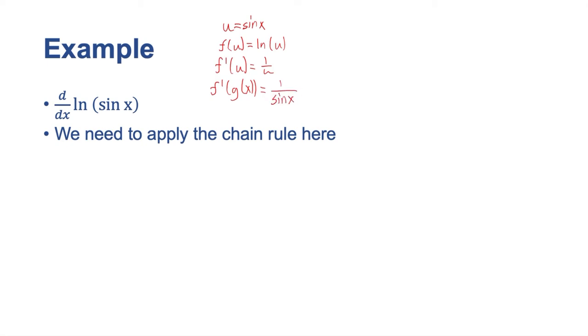Great. Now, what we need to do is we just need to take the derivative of sine of x and multiply it by our f prime of g of x. That will give us 1 over the sine of x times the cosine of x. And if we simplify this, we will just be given the cotangent of x. And that is due to some of our trigonometric properties that we can apply here. All right, let's do another example.